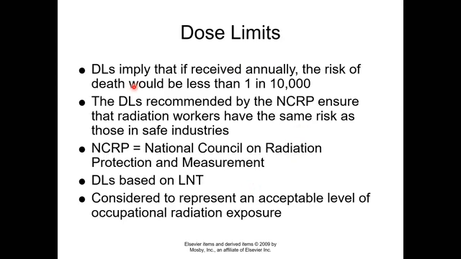We want to make sure that the general population only receives 1/10 of what we receive. That's in an upcoming slide, but I just want to kind of stress that. And it's considered to represent an acceptable level of occupational radiation exposure. So the NCRP is basically saying, okay, X amount of millirem is what they should be getting. It's acceptable. It's not going to kill them. Woohoo, thank you, NCRP.